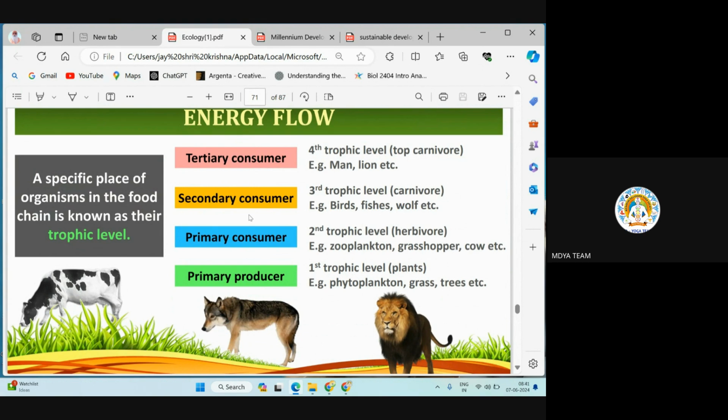So to express all these, there is a particular system, and this system is known as trophic level, the specific place of organism in the food chain. So first trophic level will always be for primary producer. Second trophic level will always be for primary consumer. Third trophic level will always be for secondary consumer, and fourth trophic level will always be for tertiary consumer.